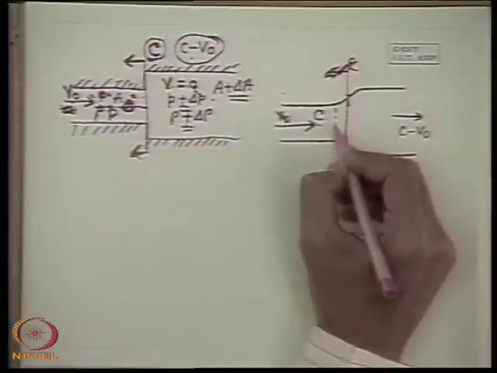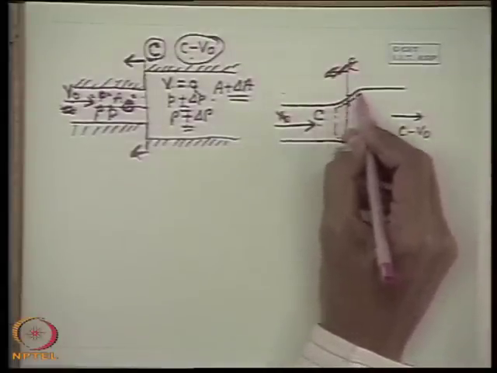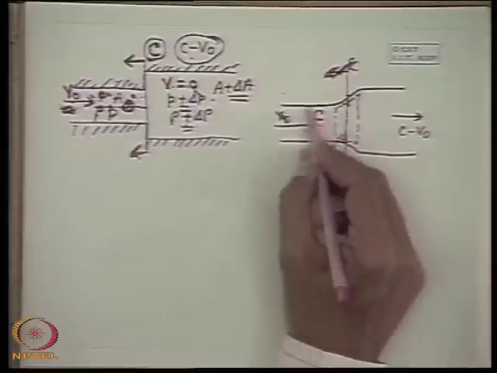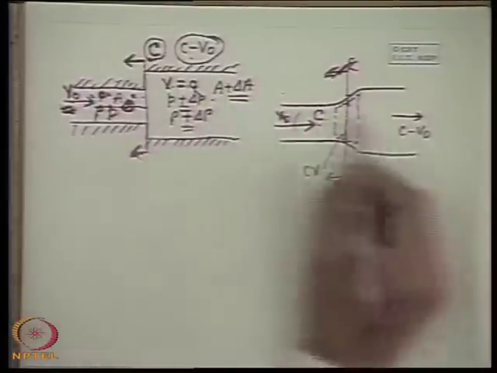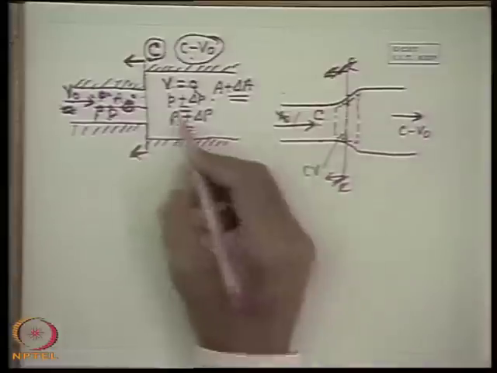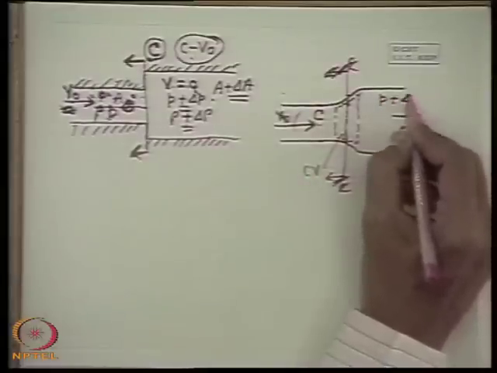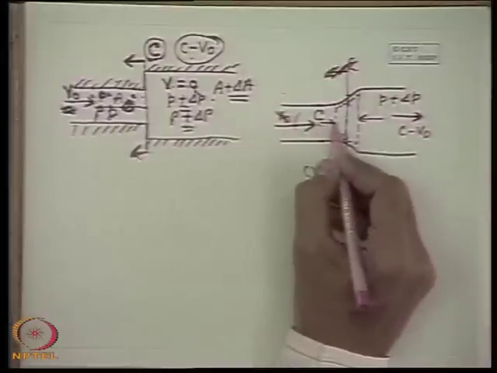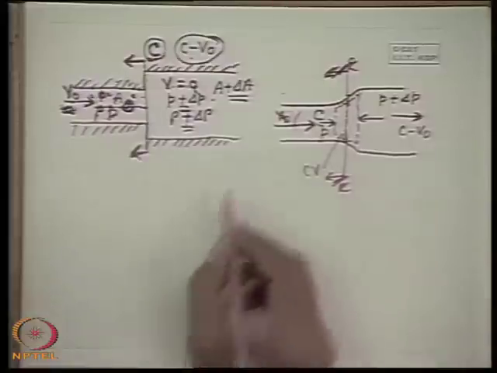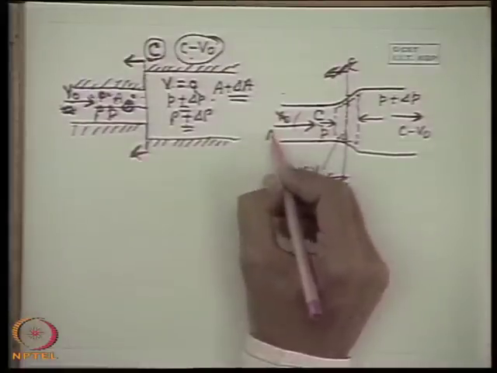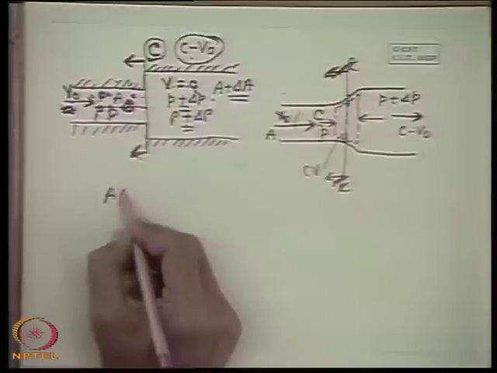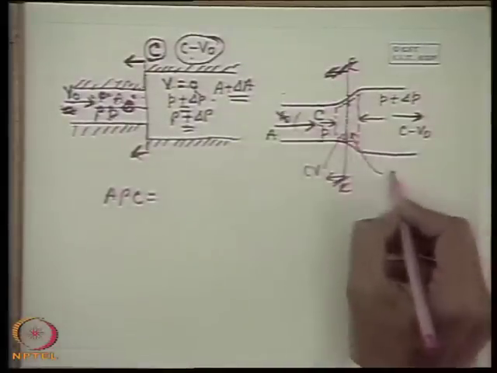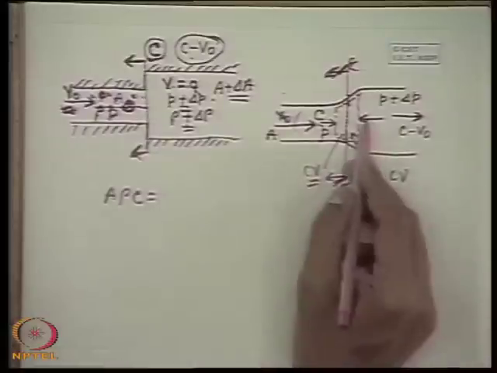Now, let us consider a control volume like this. This is the control volume. So, this side the quantities are this, and this side the quantities are like this with C minus V0. Pressure is P plus delta P. Therefore the pressure acting on this side is P plus delta P, and the pressure acting on this side is P. Now let us write the continuity equation. This is A. So the continuity equation gives A rho C, the mass flow rate into the control volume, equal to the mass flow rate out.